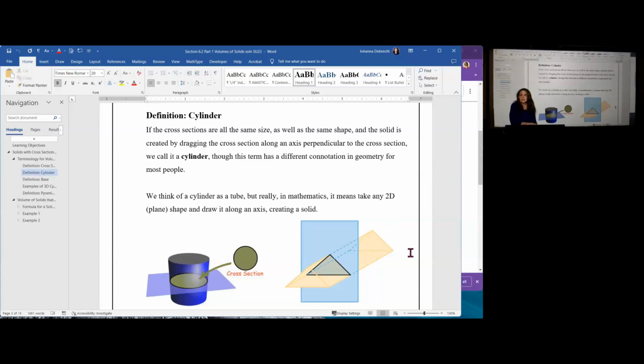We think of the cylinder as a tube, but really in math, it can be any two-dimensional shape pulled along a line, creating a three-dimensional solid. In this shape right here, we would call it a triangular prism, but it is in fact a cylinder. This end is an isosceles triangle, and this end is an isosceles triangle of the same size and shape. If I slice parallel to those sides, every cross section is the same size and the same shape. This is what we think of as a cylinder, but they're both cylinders.